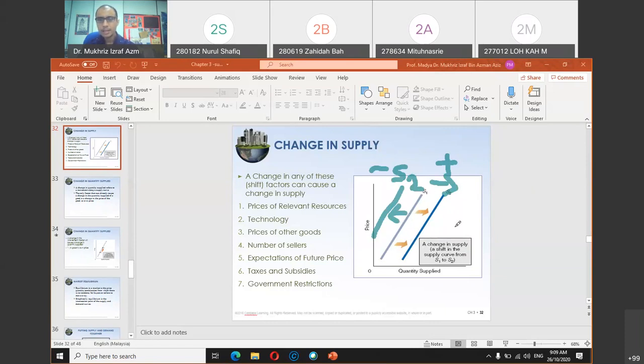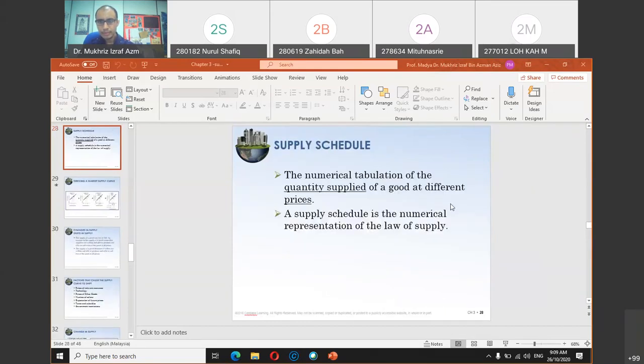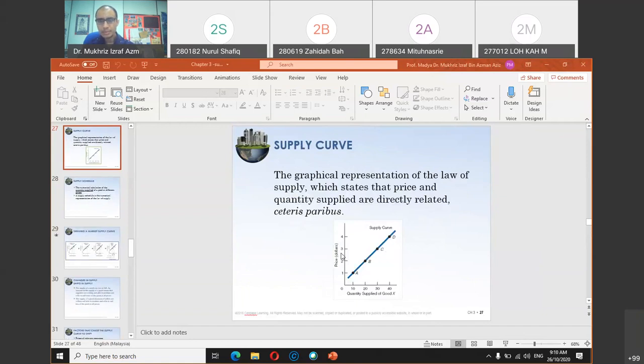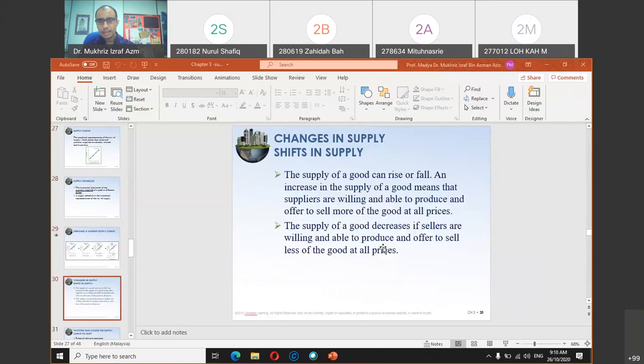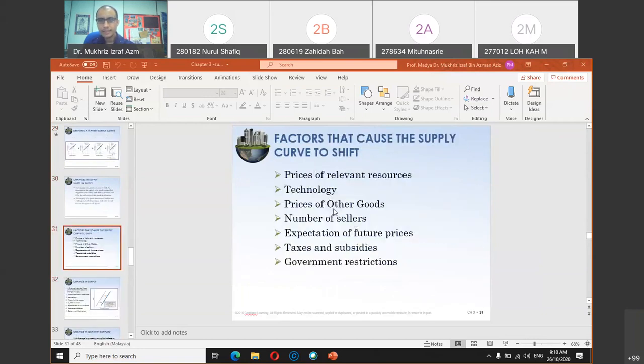And what caused the supply curve to shift, whether to the right or to the left? Just now we discussed that movement along the curve is due to the price of the product itself. But if the curve shifts to the right or to the left, that has to do with factors other than the price, which are change in technology, the price of other goods, number of sellers, expectation of future prices, tax by the government and subsidy by the government, or government restrictions. So any of these factors that will make the supply increase will cause the supply curve to shift to the right, and vice versa.